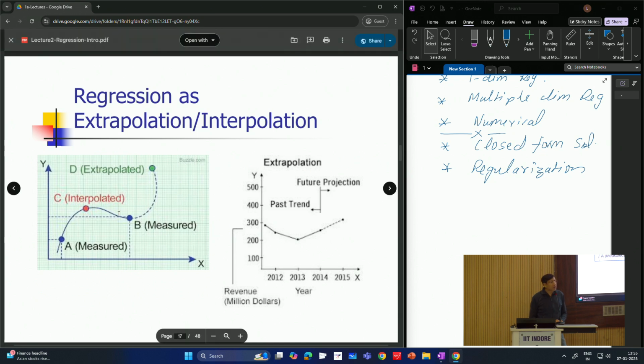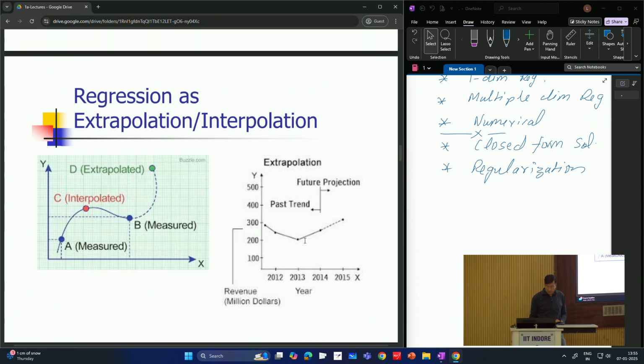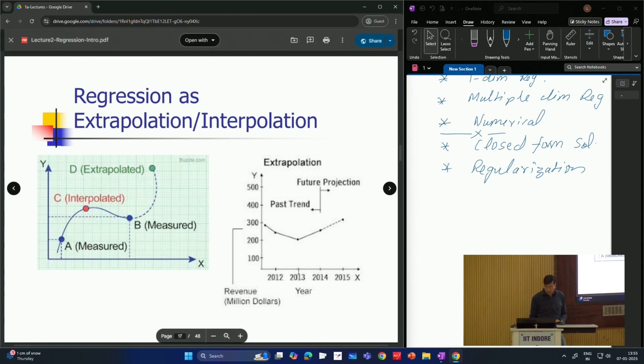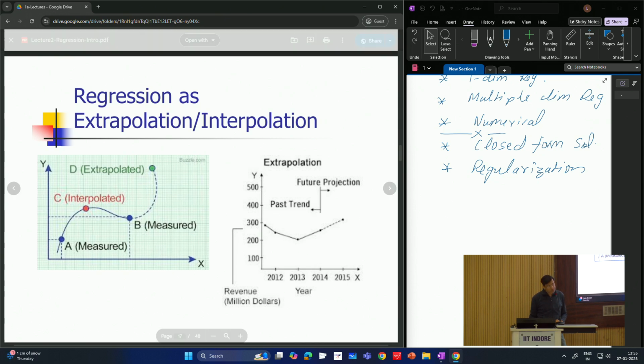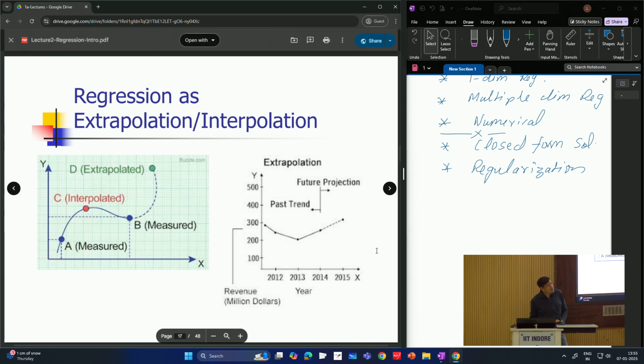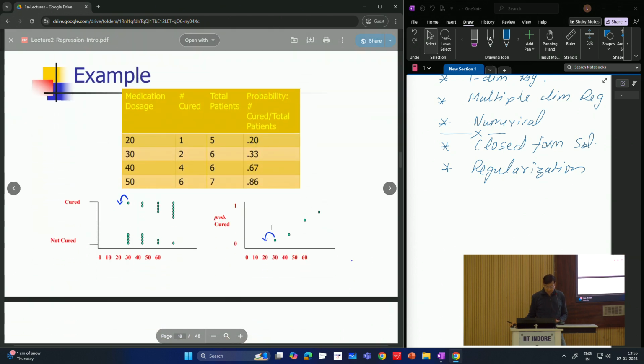You can see this is a curve which we have drawn. If A and B were the measured points, finding a value in between is called interpolation. If you are going outside, for example, you have data from 12 to 14 and you're going outside, from 14 to 15, then you're doing an extrapolation. So there's an example for this.